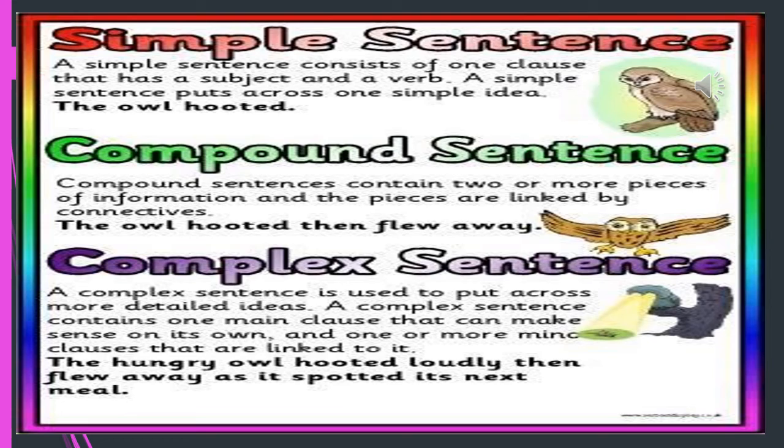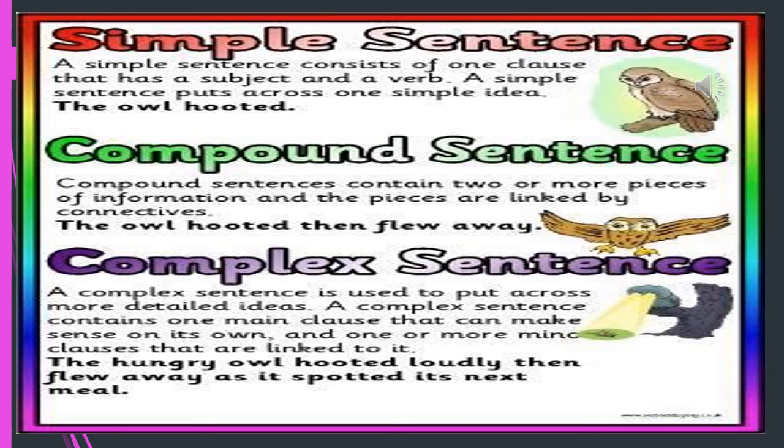Now let's revise all these three sentences once again. First one, simple sentence. A simple sentence consists of one clause that has a subject and a verb. A simple sentence puts across one simple idea. For example, the owl hooted. Second one, compound sentence. Compound sentences contain two or more pieces of information, and the pieces are linked by connectives. For example, the owl hooted and then flew away.